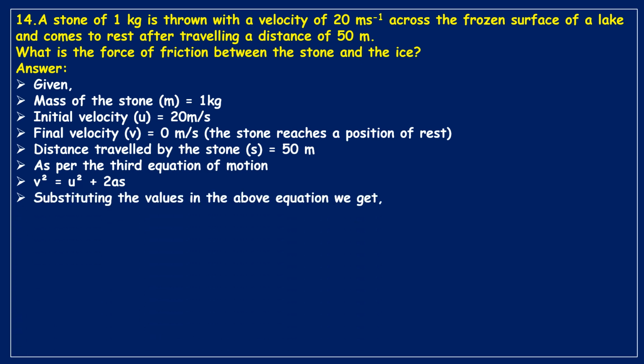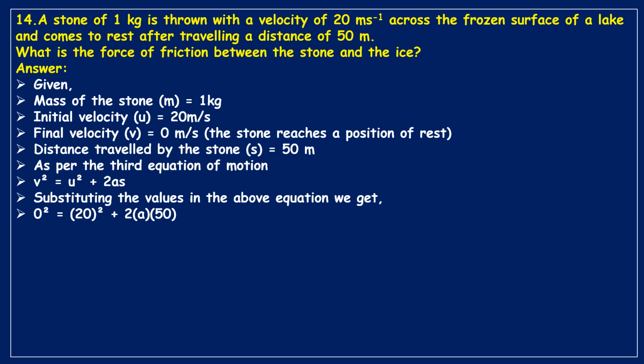Substituting the values in the above equation. Choosing the correct formula is very important. Here time is not given. If you observe in the question, time is not mentioned. In the first equation of motion, time is mentioned, that is v equals u plus at. In the second one, s equals ut plus half at square, time is mentioned. But in the third equation, v square equals u square plus 2as, or 2as equals v square minus u square, there is no mention of time. So we have to choose this formula.